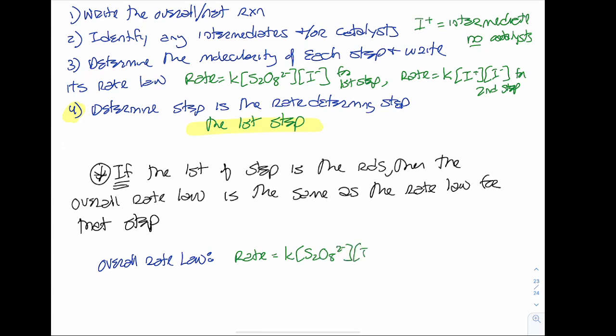And again, this only works if the first step is rate determining. If the second step is rate determining, then it's a more complicated process. Sometimes it's true, sometimes it's not. We're just going to say that we can't determine it. But if the first step, right, if the first step is the rate determining step, then the overall rate law is the same as the rate law for that rate determining step. Another example.